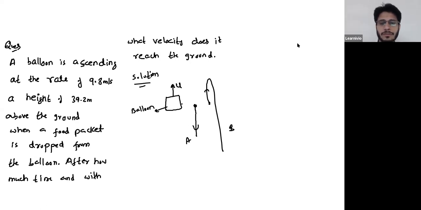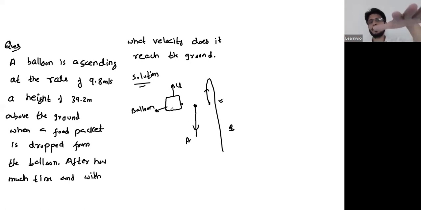Yes, the person is throwing with his hand, or like the packet flies. He's just dropping that packet from his hand. He just takes his hand out and drops the packet. See, the correct trajectory would be B. Fatima is correct. The trajectory would be B.